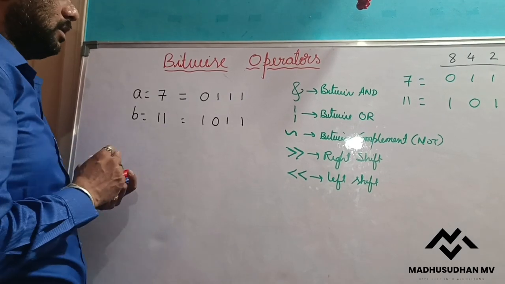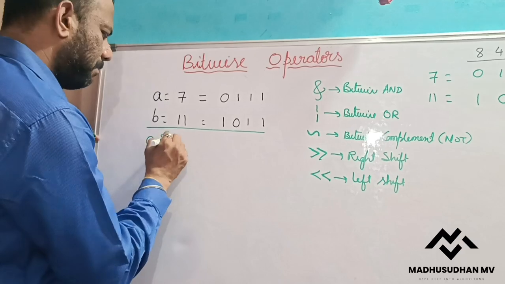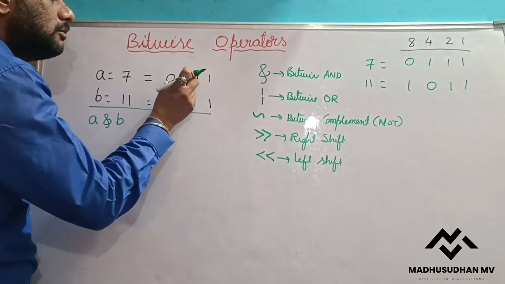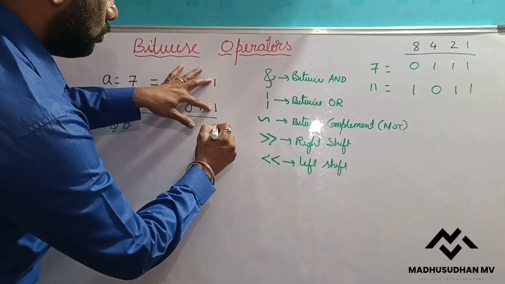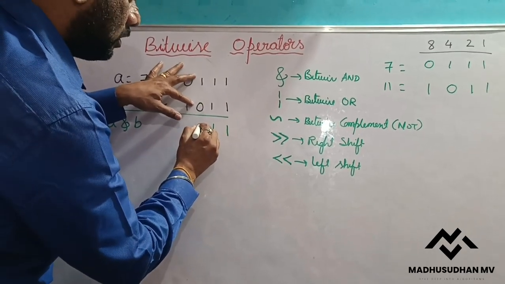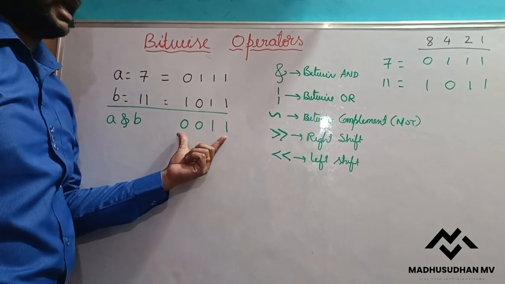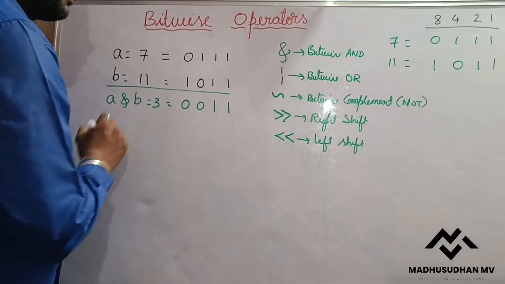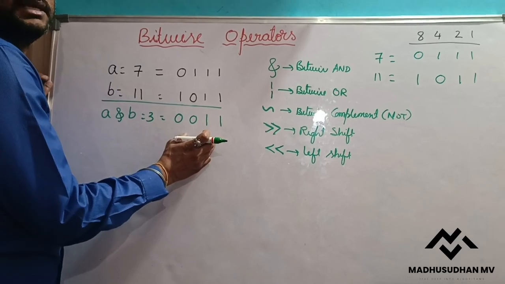Now with these values, if I say A bitwise AND B, that means I am not operating on this 7 and 11, I am operating on these individual bits. 1 and 1 is 1. 1 and 1 is 1. 1 and 1 again 1. 1 and 0, 0. 0 and 1, 0. So this is the result, which is equal to 3. So if you do bitwise AND on A and B of 7 and 11, I will get 3. This is the result.